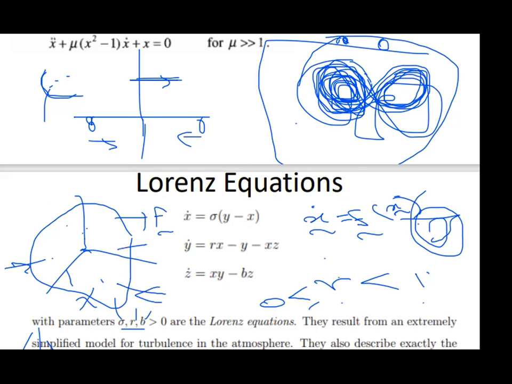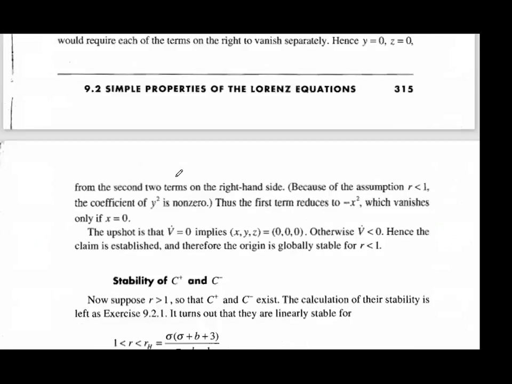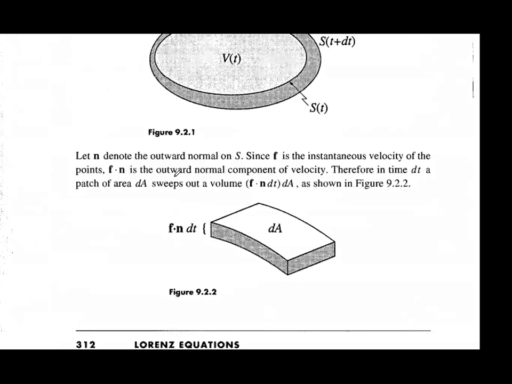If you put a volume around the origin, you can show that the flux going through this volume is decreasing to zero. As t tends to infinity, this volume is shrinking to zero.